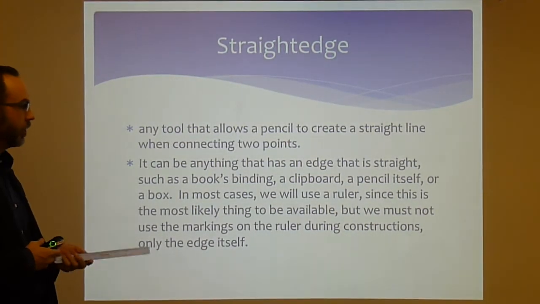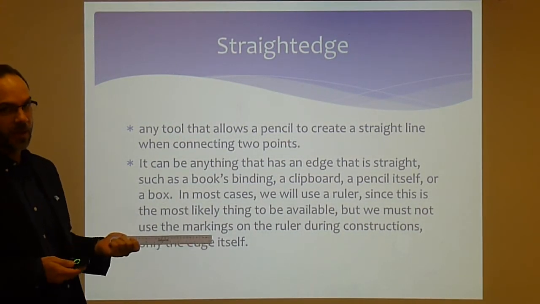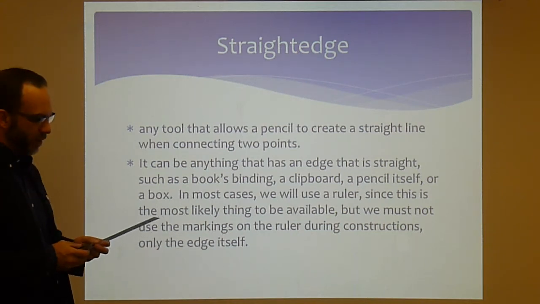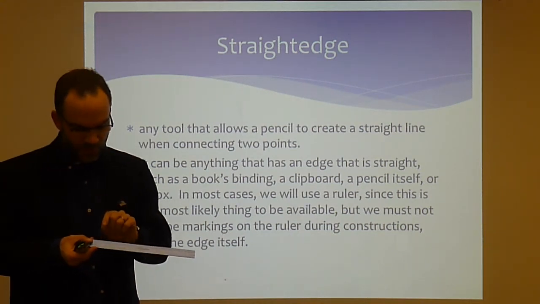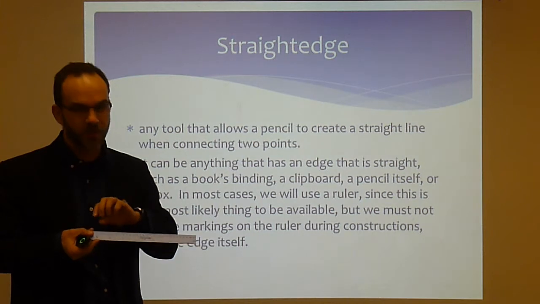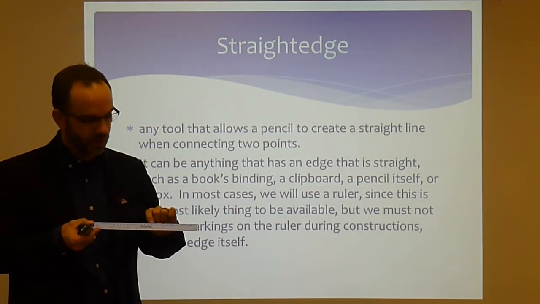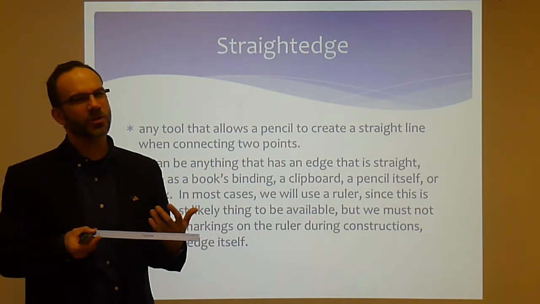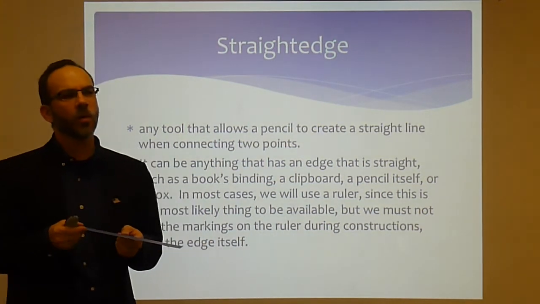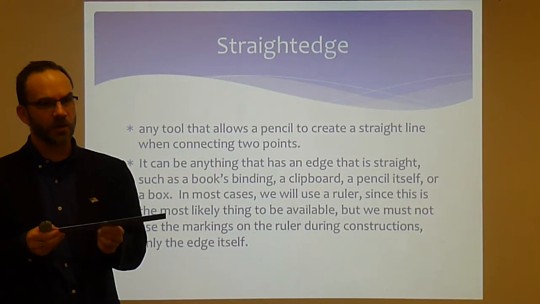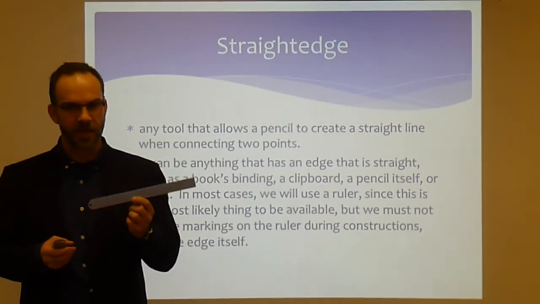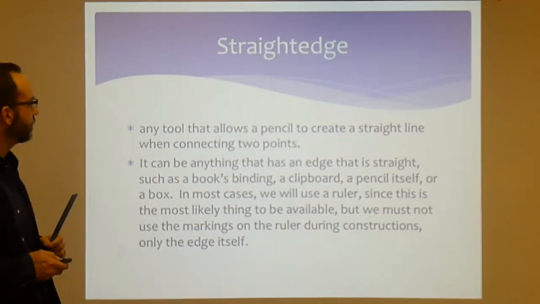In most cases, we're going to use a ruler, since that's the most commonly available one. But you can't use the markings on the ruler, because this is kind of an abstract insertion of quantity on a ruler. I'm not really precisely sure that these things are correct. Anytime you take a measurement, there's some degree of uncertainty. All we wanted to do, though, is use a straight edge to draw a straight line. So let's use the back side of the straight edge when we can.